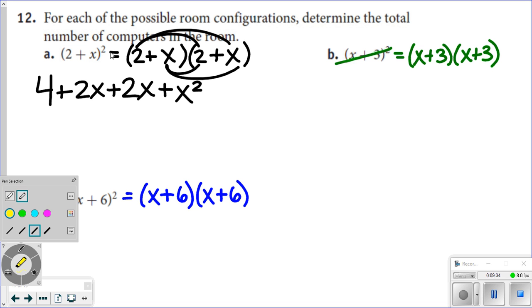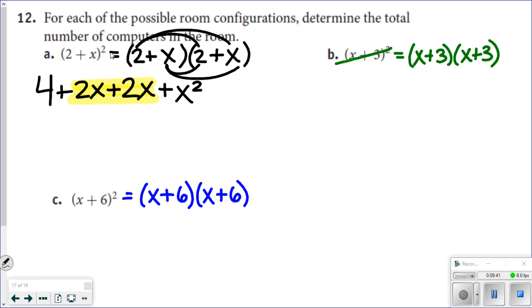Now I have like terms here. They're my middle x terms. And this isn't in standard form, so I'm going to convert it to standard form, which means my x squared has to come first. And my x's, 2 plus 2 is 4. And then my constant term, the number by itself, comes at the end.